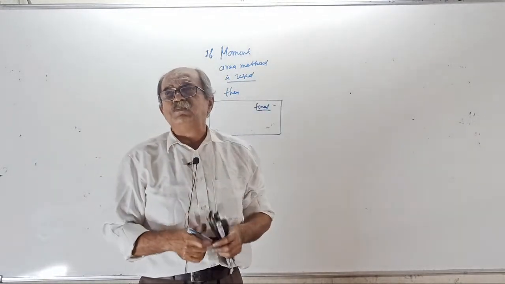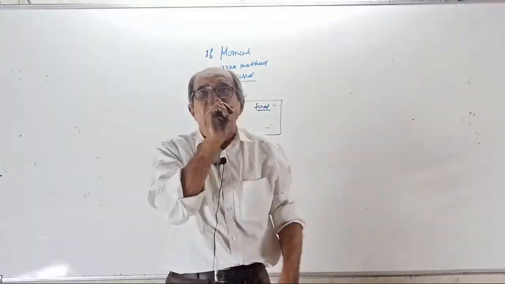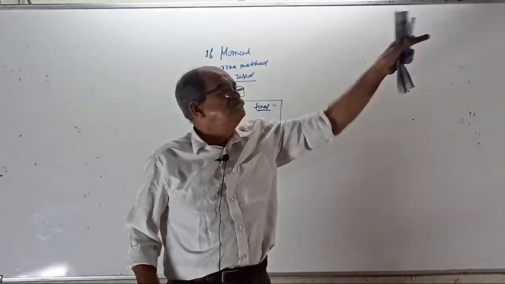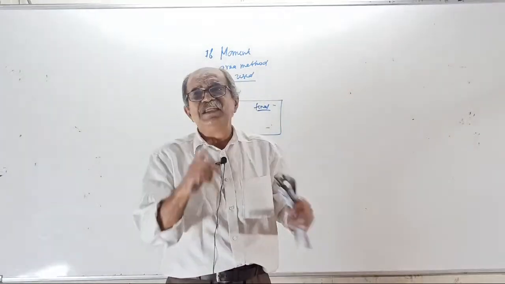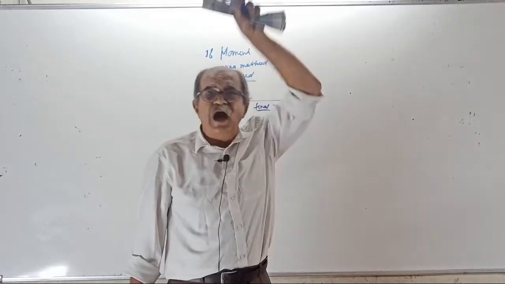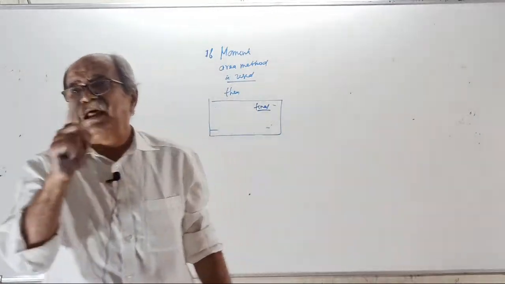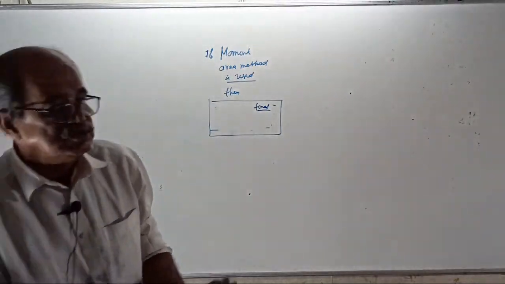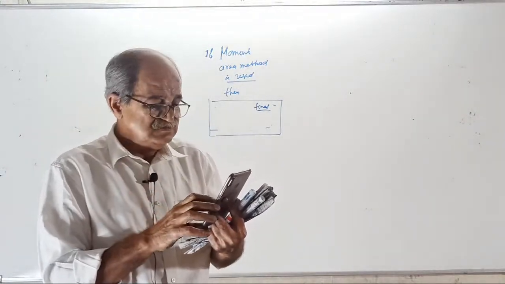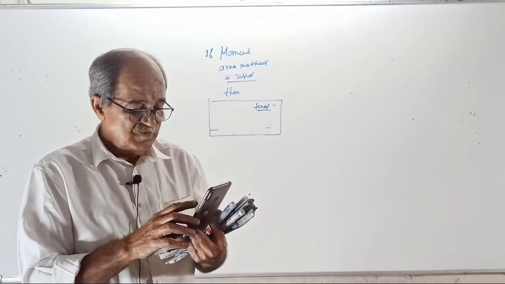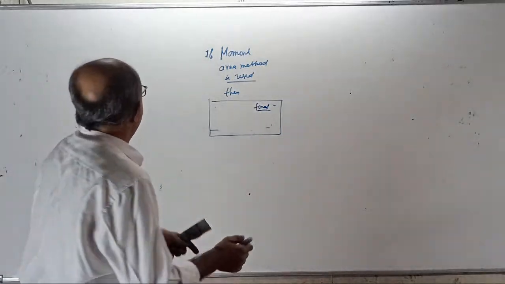Anywhere you want slope, consider area from that point up to fixed end. Anywhere you want deflection, consider area from that point up to fixed end, but consider moment about which point? Moment about, not the fixed end. Moment about that point. So I will tell you here now.